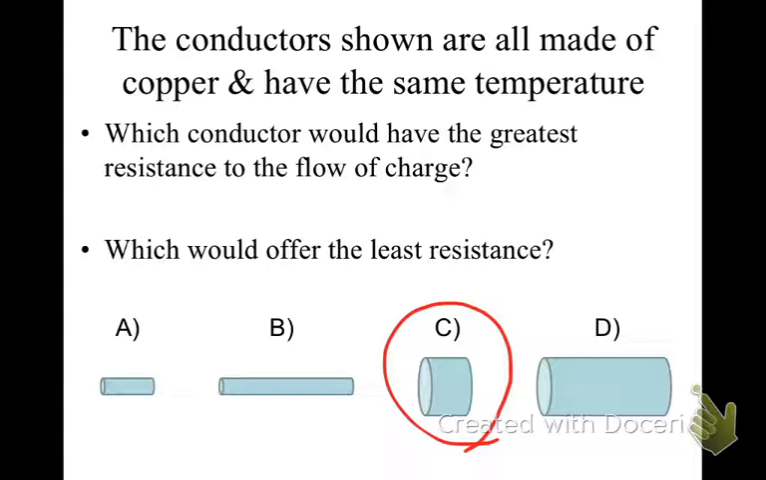And if we think about it, it's two reasons. One is that it's the shortest. The less material that you have to go through, the easier it is for the charge to pass. And the other one is the surface area. If a charge moves along the outside, if we have more surface area, that means more charge can move. So more charge can move, and it's easier for it to do. So that would make for the easiest passage.